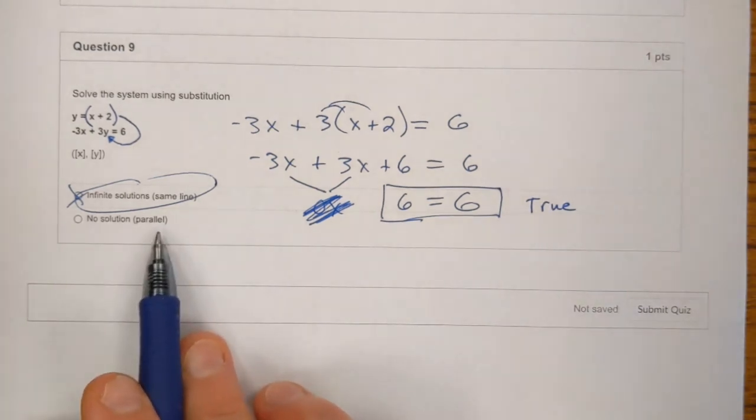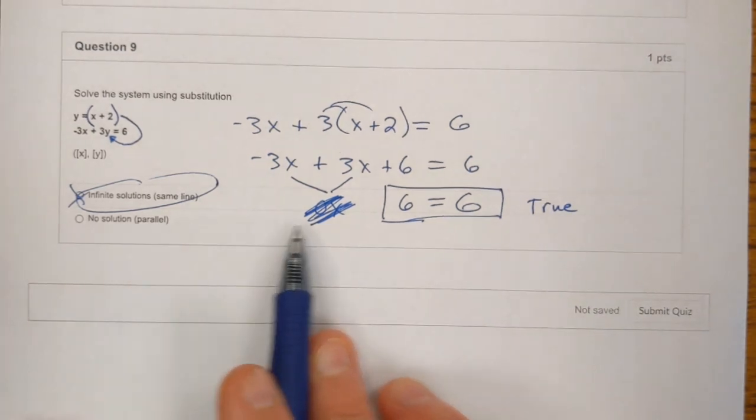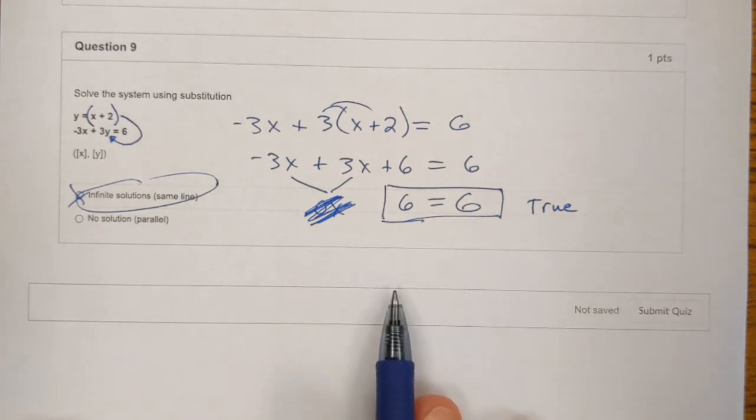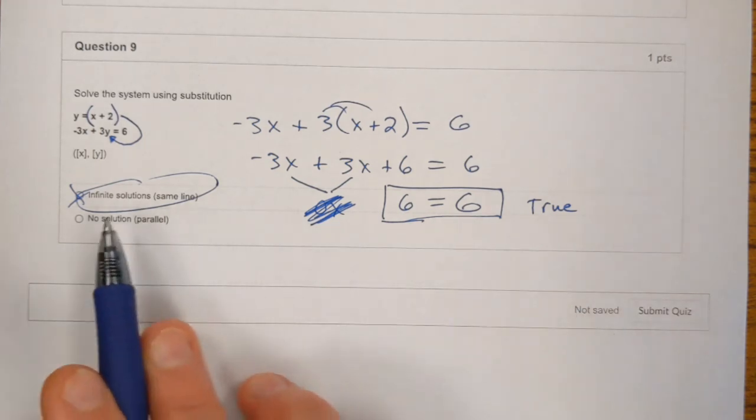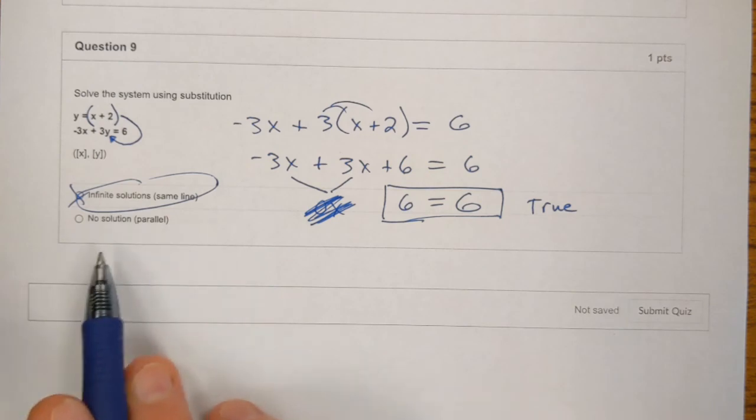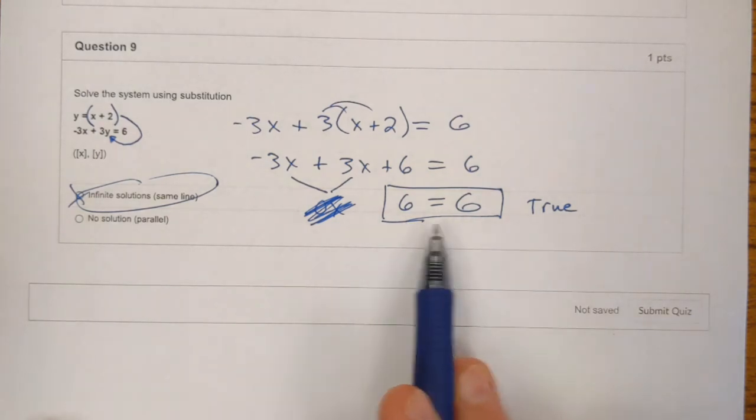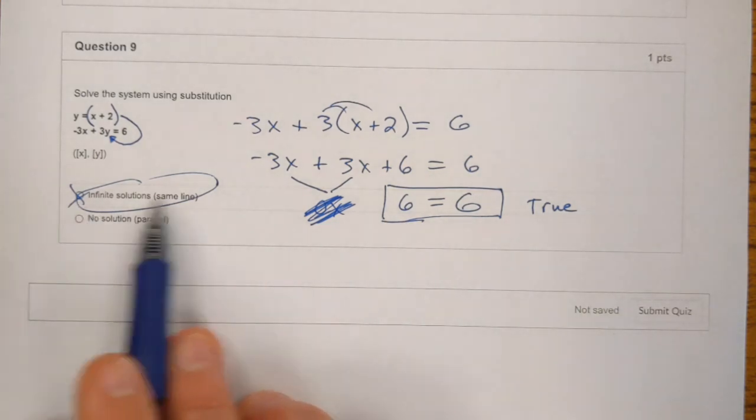The only way you would know that these two lines would be parallel, if you ever had a statement that was false, like 0 equals 6, a false statement, that's how you would know those two lines are parallel and they have no solutions. But here, this statement is true, infinite solutions.